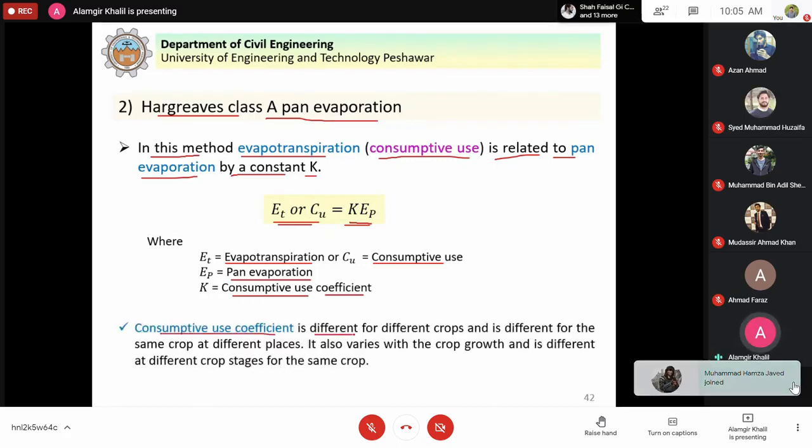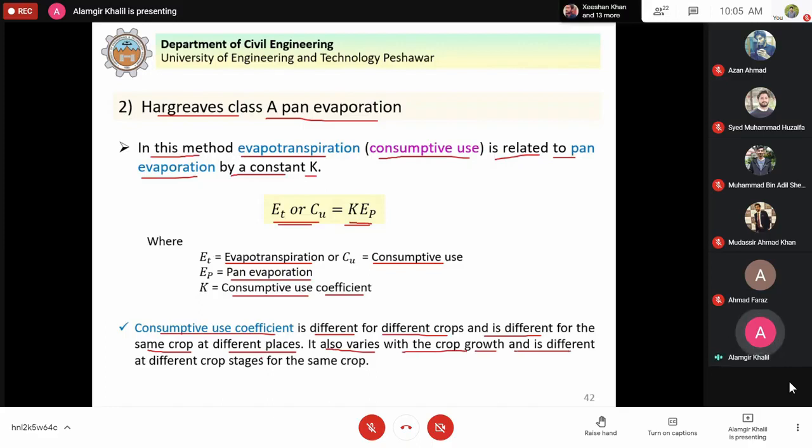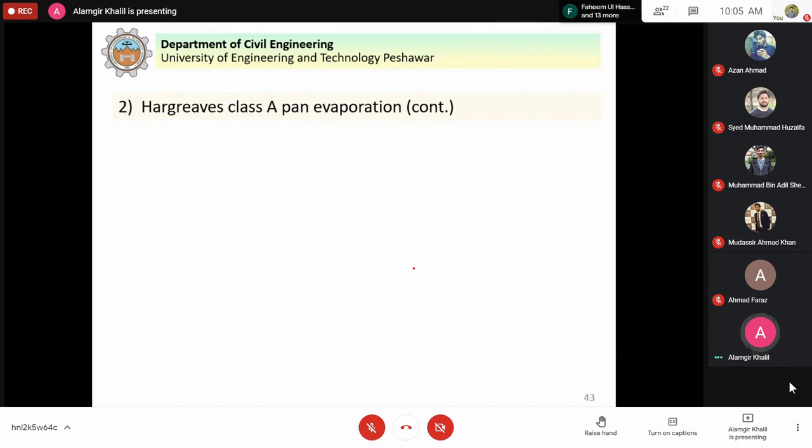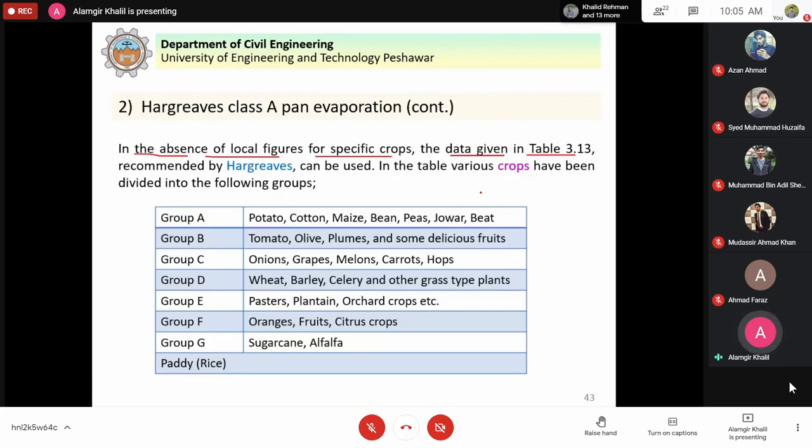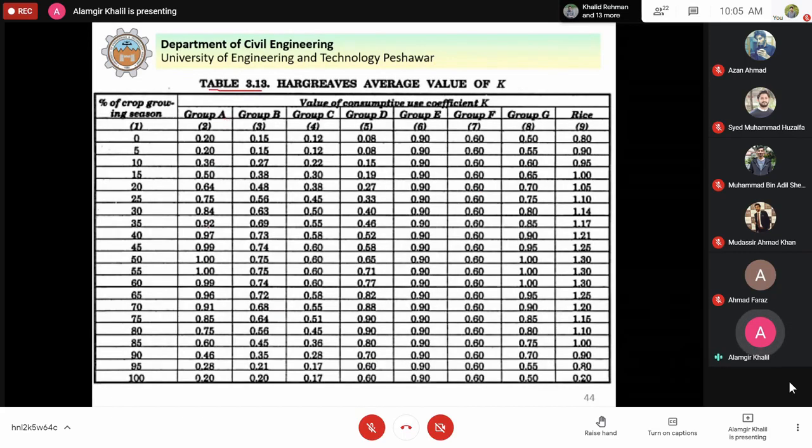Consumptive use coefficient is different for different crops and is different for the same crop at different places. It also varies with the crop growth and is different at different crop stages for the same crop. So in the absence of local figures for specific crops, the data given in table 3.13 can be used. We have for different crops the percent of the crop growing season from 0 to 100%.